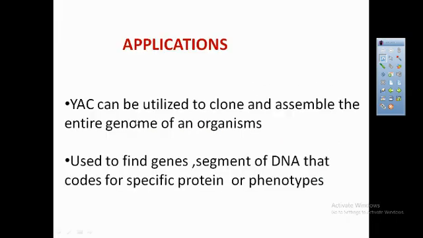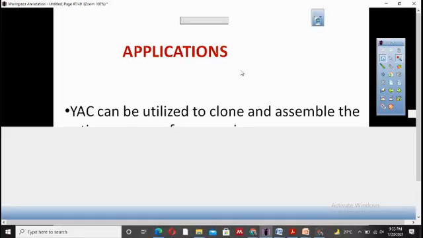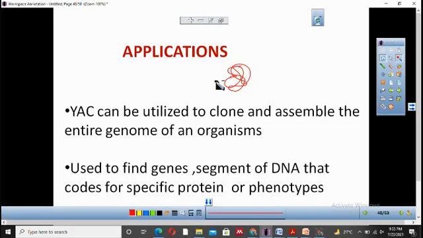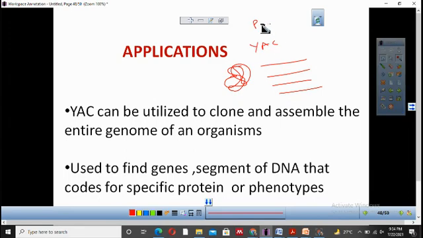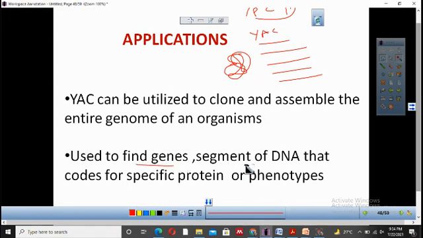So what are the applications? YAC can be utilized to clone and assemble the entire genome of an organism. Suppose this is genomic DNA of large size. In order to make a genomic library of this, it is better to go for the YAC vector rather than choosing a plasmid, cosmid, or lambda phage. So over all these vectors, YAC is the dominant one, as it has more advantages. Also, it is used to find genes, segments of DNA that code for specific proteins or phenotypes.